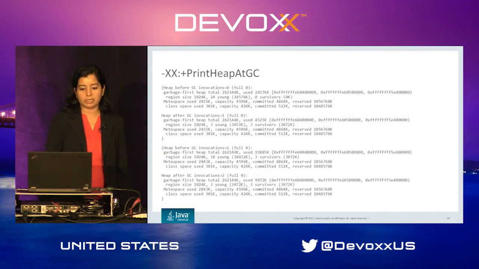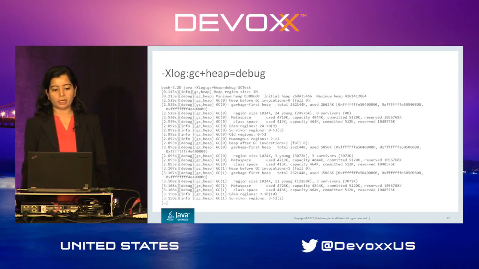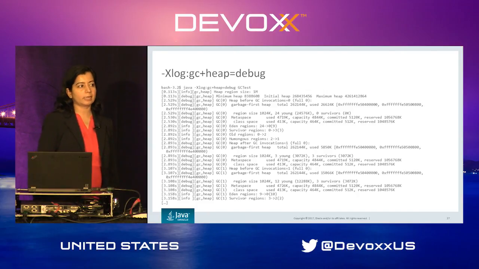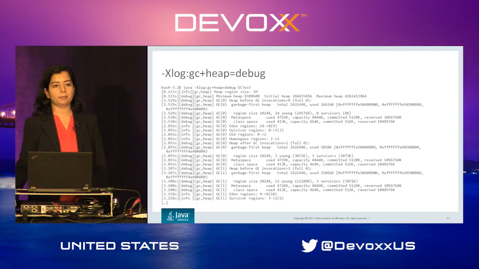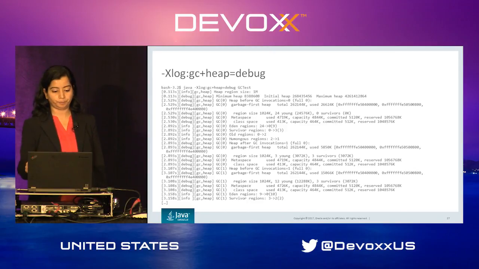Print heap at GC, which we can use to get the heap usage details before or after a GC. For that, in Java 9, we would be using -Xlog:gc+heap=debug, which means print the log messages tagged with GC and heap, at debug level.